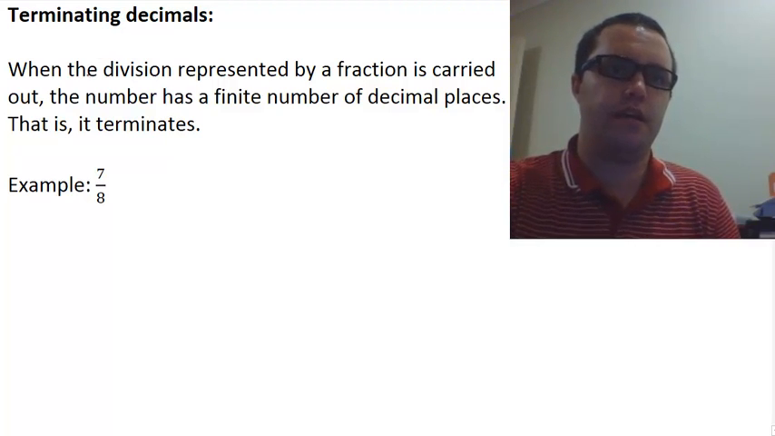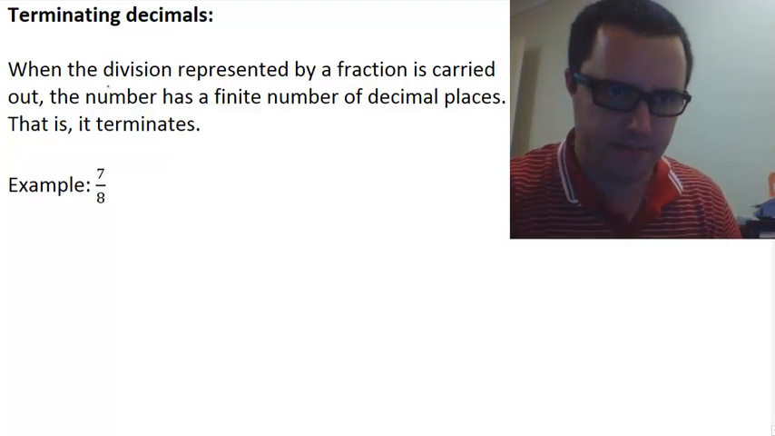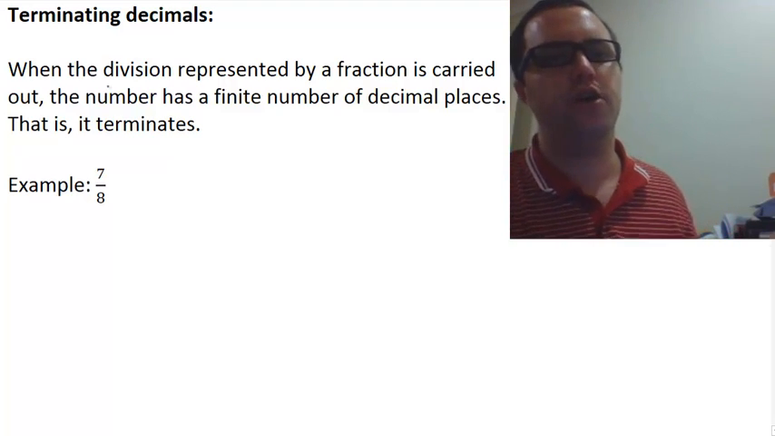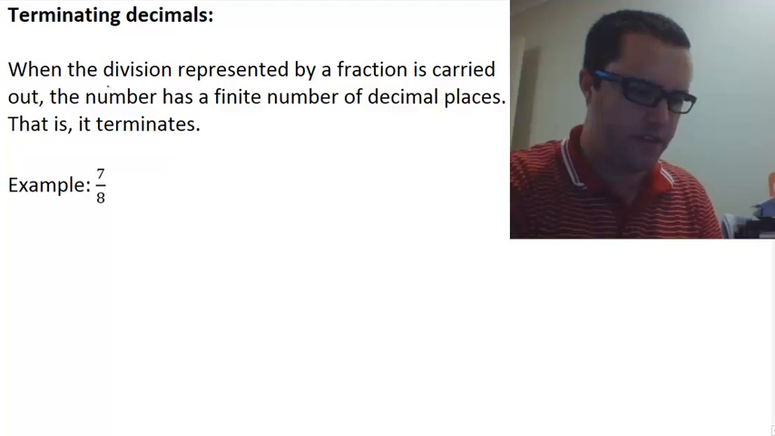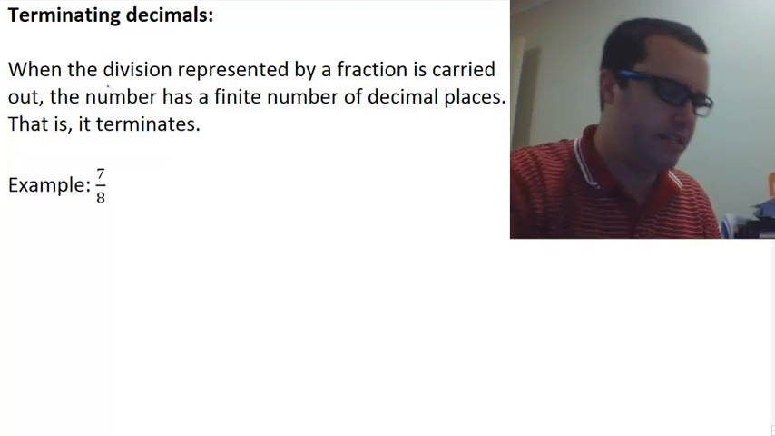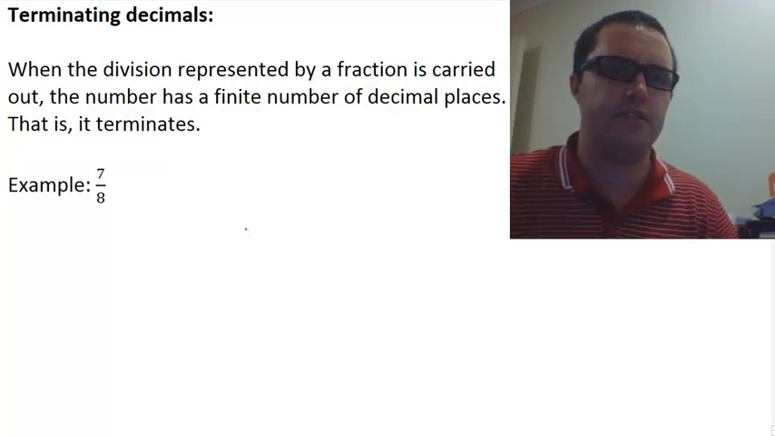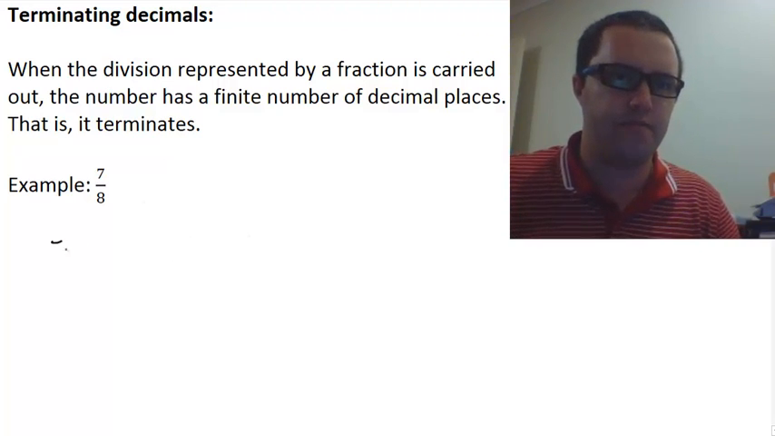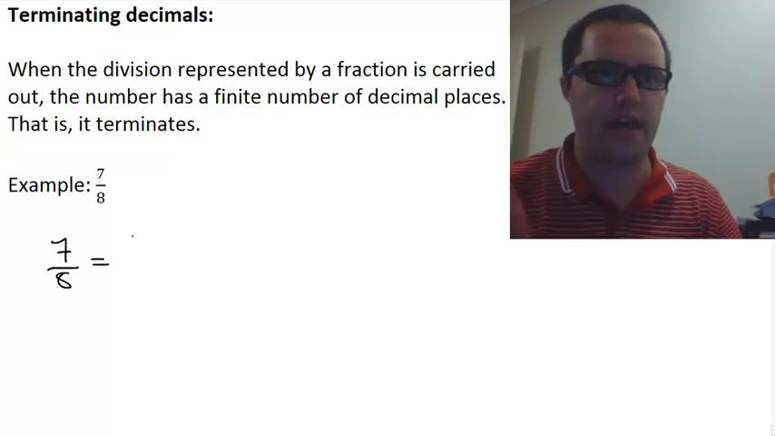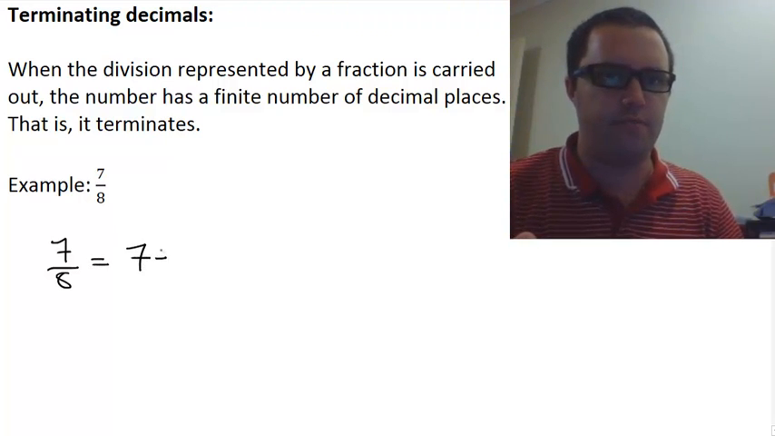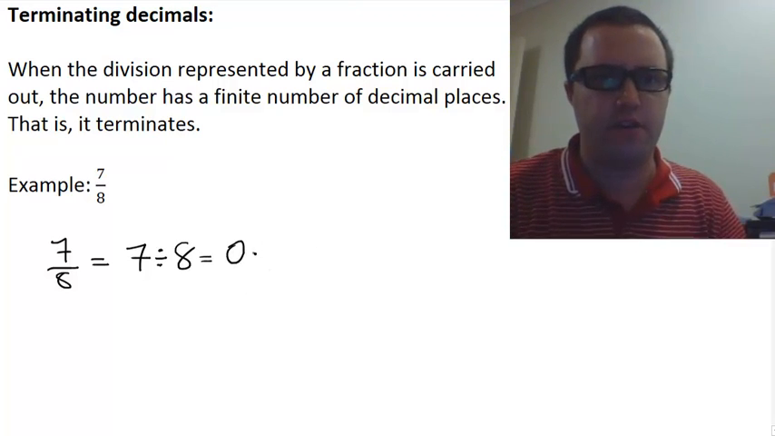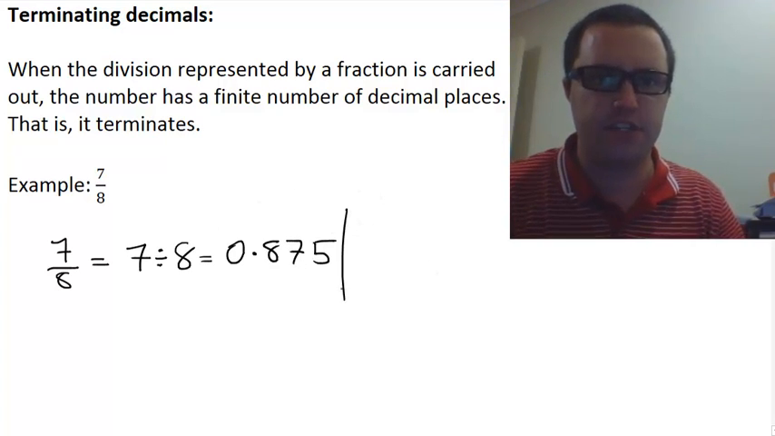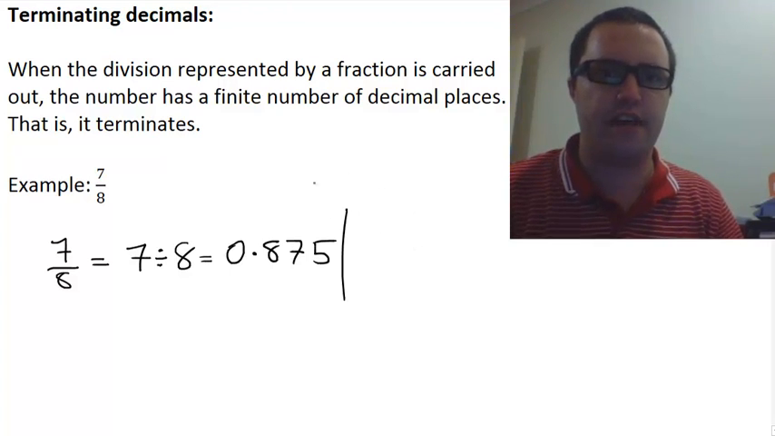When the division represented by a fraction is carried out, the number has a finite number of decimal places, that is to mean it terminates. So if we look at 7 divided by 8 on our calculators, don't forget that 7 over 8 is the same thing as 7 divided by 8, which if we put in our calculator, you'll find it is 0.875. The decimal number finishes there.